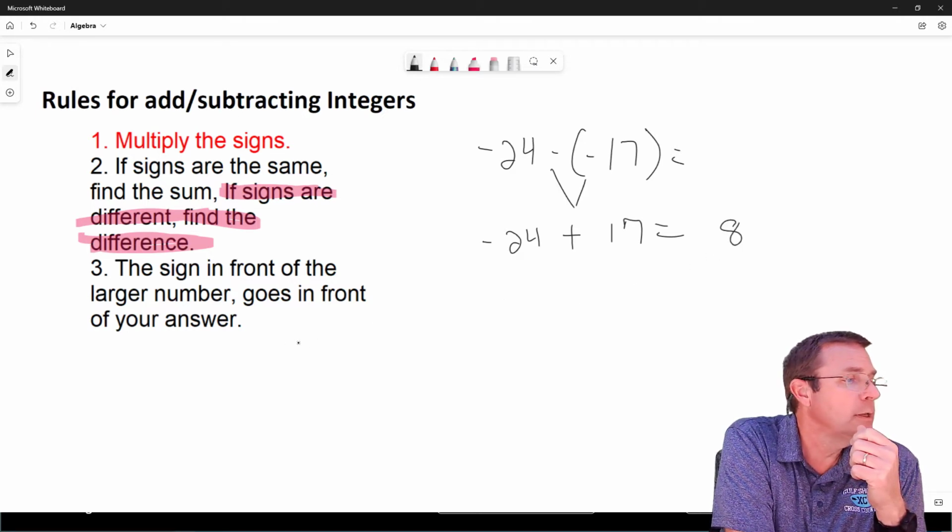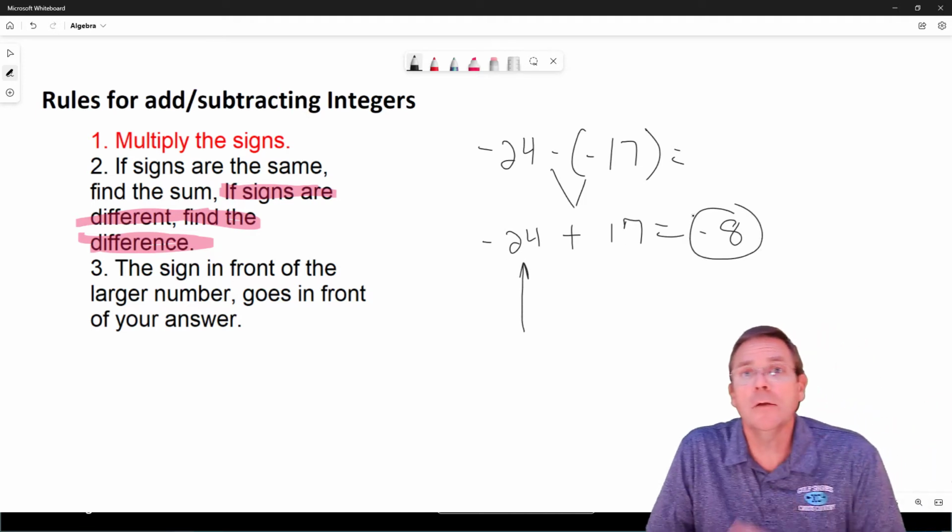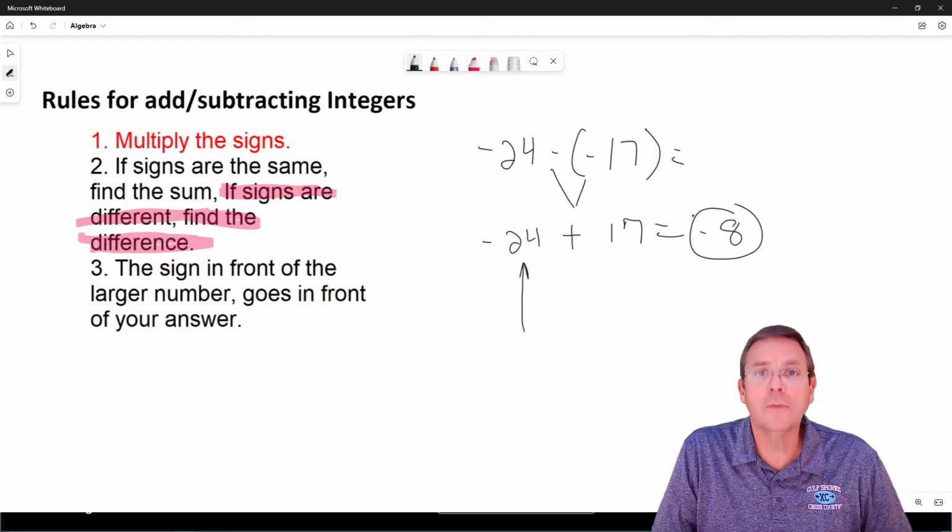Finally, step 3, sign in front of your larger number. 24 is your larger number. It is going to be a negative, so your answer is going to be a negative 8. Nothing at all to solving these problems.